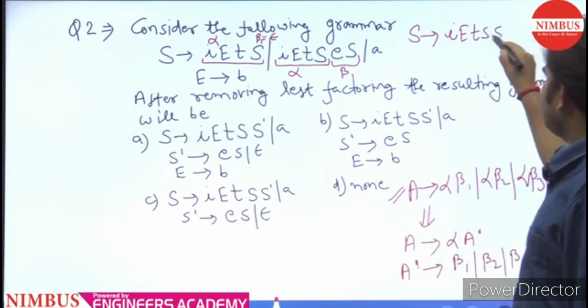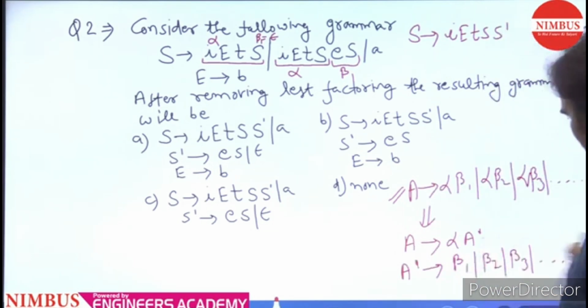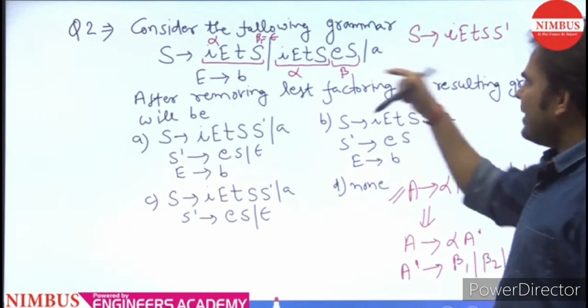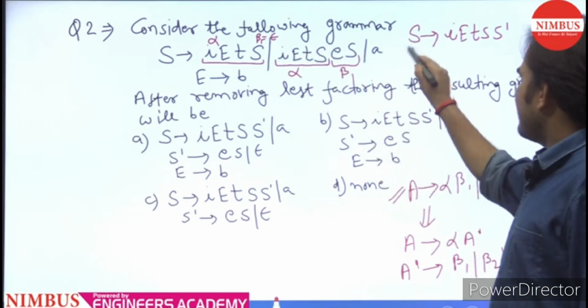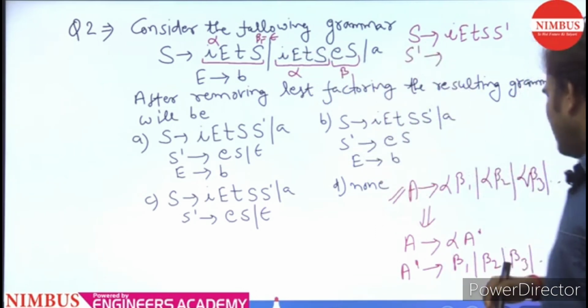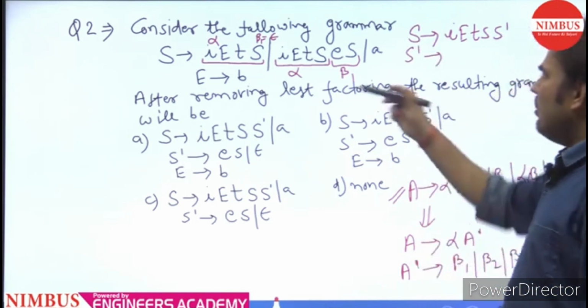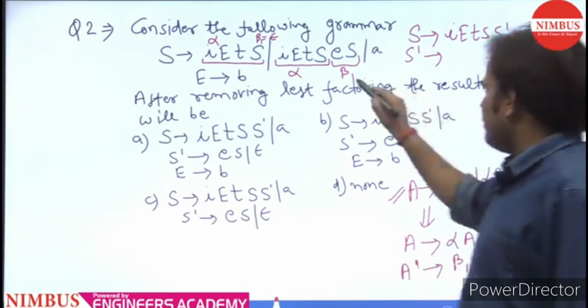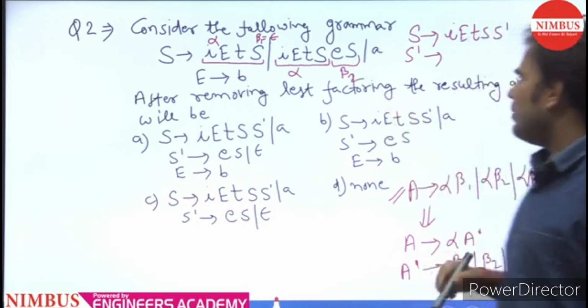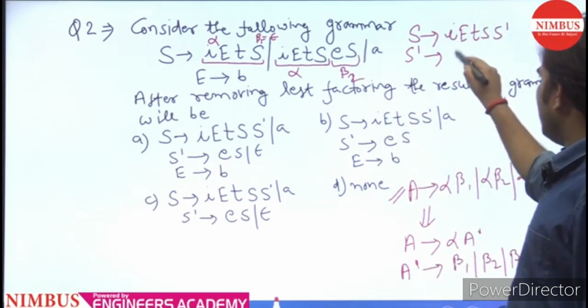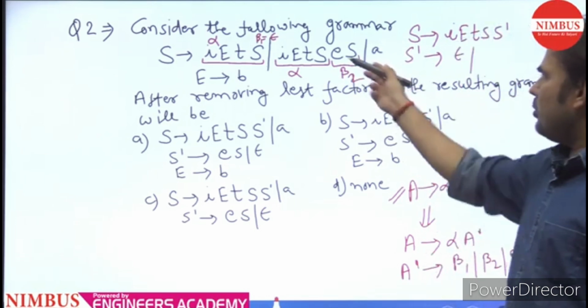Okay, come to the second production. A dash is nothing but S dash. S dash tends to beta 1 | beta 2. This is beta 2, this is beta 2. Beta 1 here is epsilon, and beta 2 here is eS.